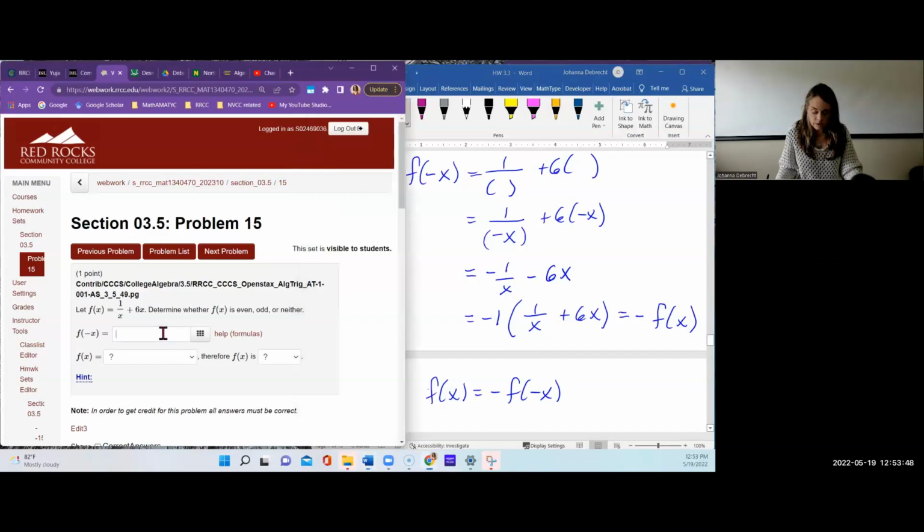Coming over here, we can write it in either form, this form or this form. I'm going to write it in this form here. I have a negative 1 divided by x, which it will know to do before the subtraction, minus 6x. That is what f of negative x gave me. f of x is equal to the opposite of f of negative x. They're opposites of each other, and therefore it is an odd function.